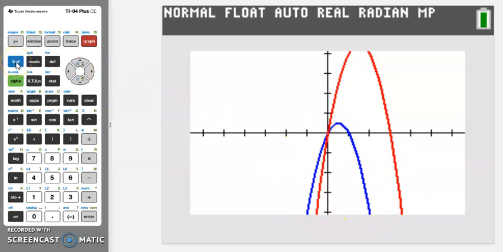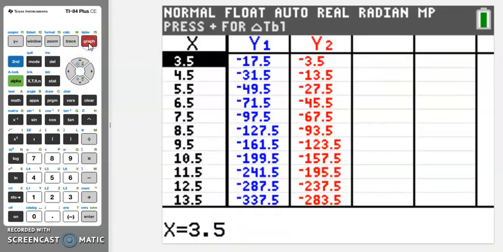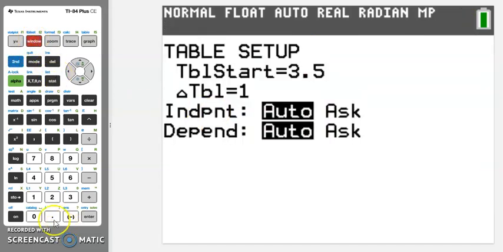Let's go to the table where we're supposed to be, which is second graph. And you'll see that this still has 3.5 listed as my first number. Well, I don't really want a decimal number. I'd prefer integers here. So let's go adjust our table back to normal. Second window. The table start, you can tell it to start wherever you want. I'll say 0. Or wherever, as long as it's an integer.